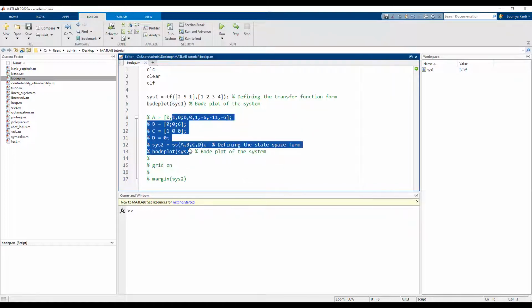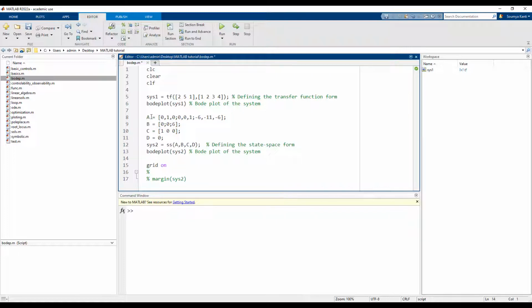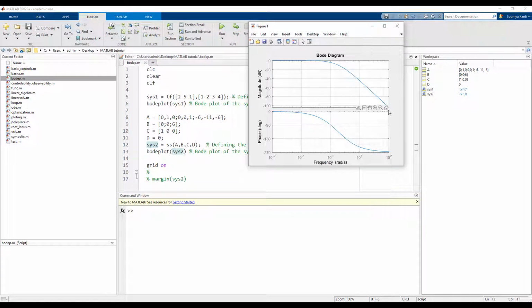Similarly, I can do it in state space form. So I provide the A, B, C, D matrices, declare it as a control system, and then do the Bode plot. This time I am also turning on the grid so that you can see how the system looks. You can see the grid here, and you can see that this is indeed a logarithmic plot.